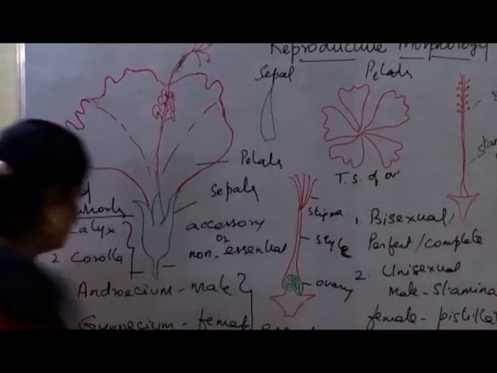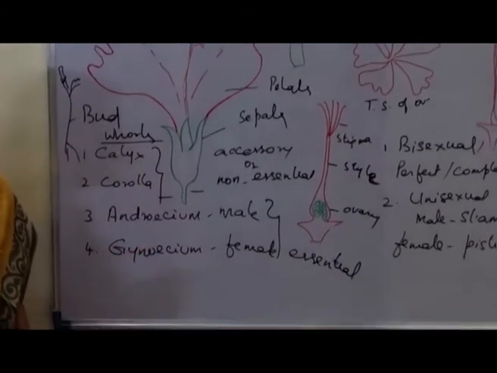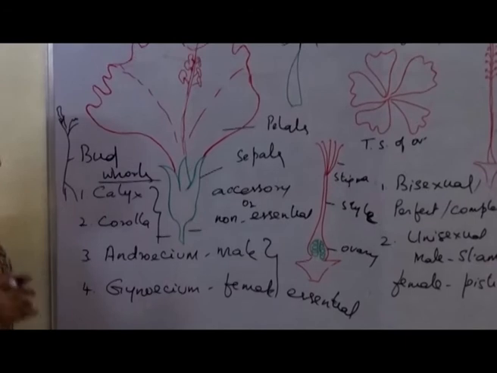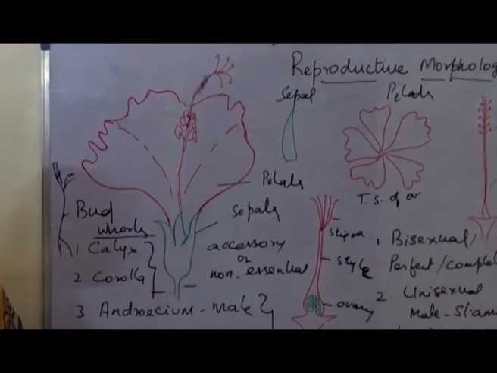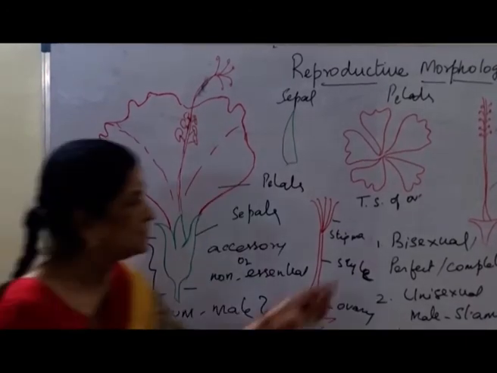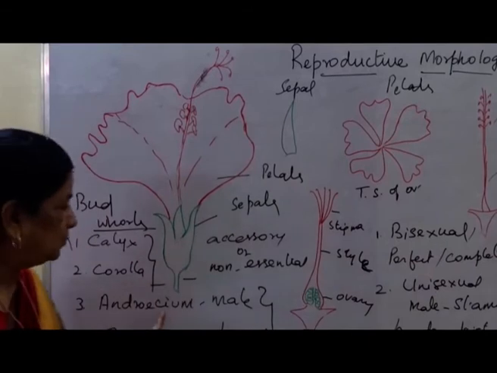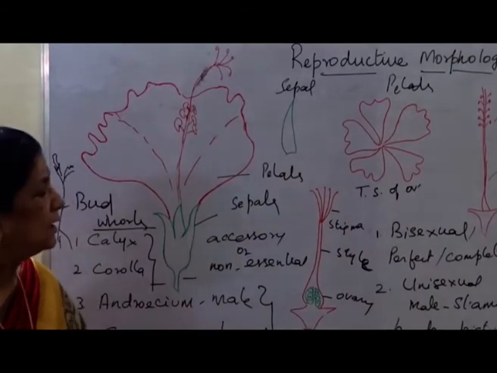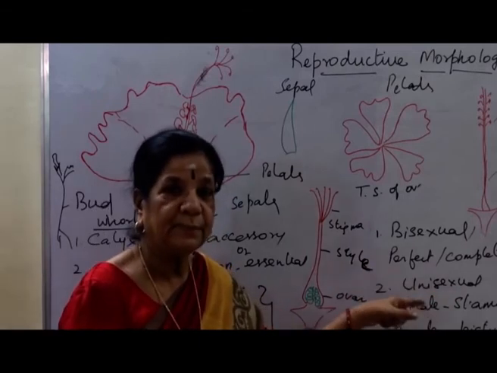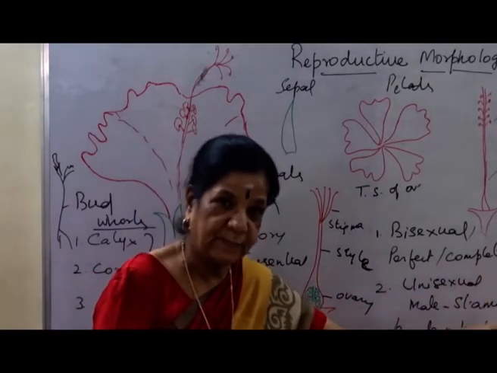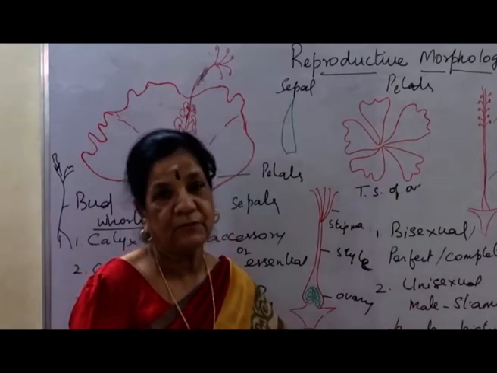Now, we come across another term, gynoecium. It is also known as pistil. So it is said to be a pistillate flower. I hope you are able to follow this. So we come across bisexual, perfect or complete flower with both essential organs, male and female, and unisexual: male flower is said to be staminate flower, female flower is said to be pistillate flower.